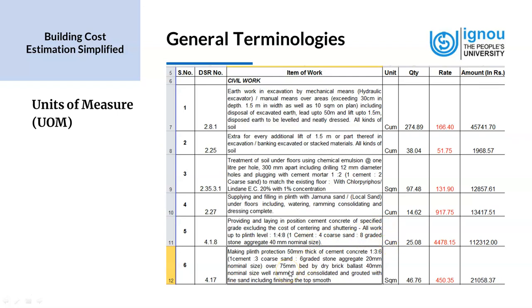The next we have again a plinth protection. The specification of the cement concrete to be used is given, and this has been measured in area, and so we use the unit square meters. So that's the UOM in this.